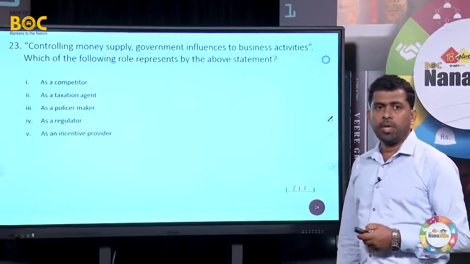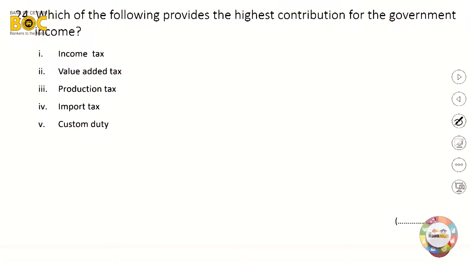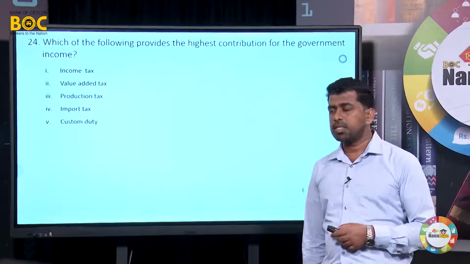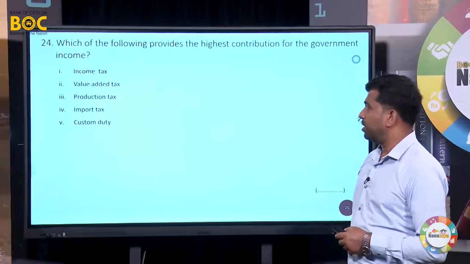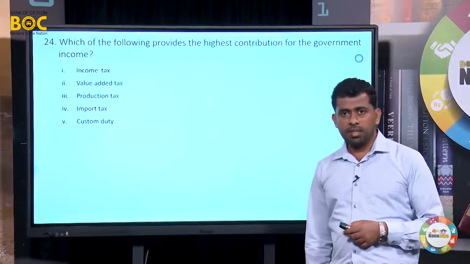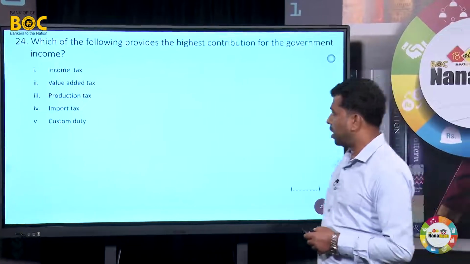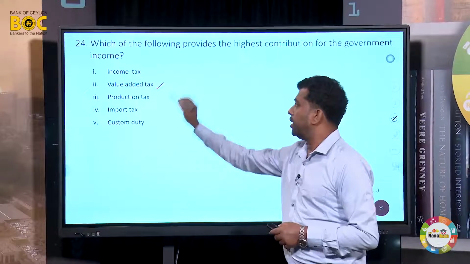Question number 24. Which of the following provides the highest contribution to government income? You are given some taxes. Among these taxes, the highest contribution is given by the value added tax. It is charged on goods and services. So value added tax gives the highest contribution to government income. So the correct option is the second one.